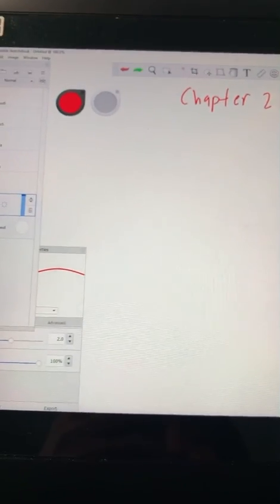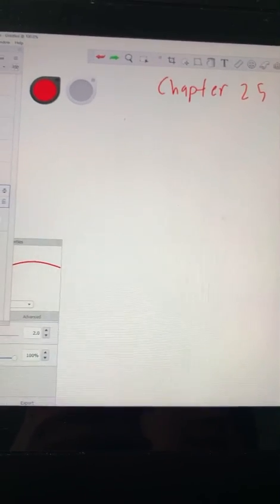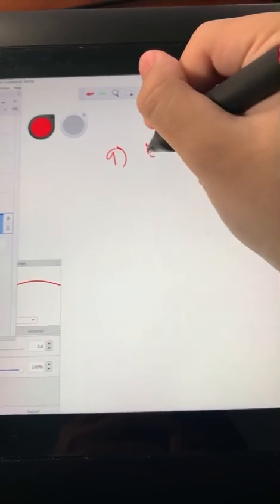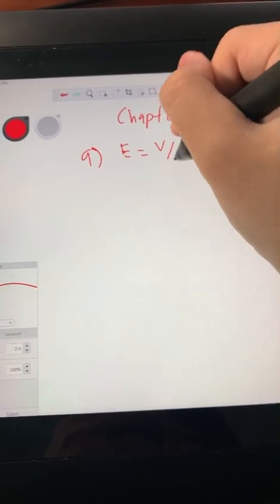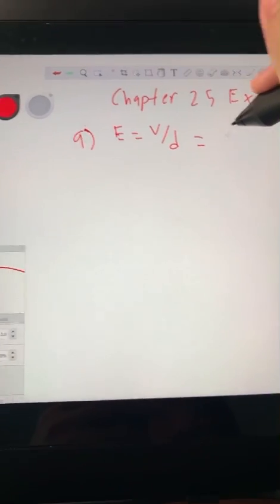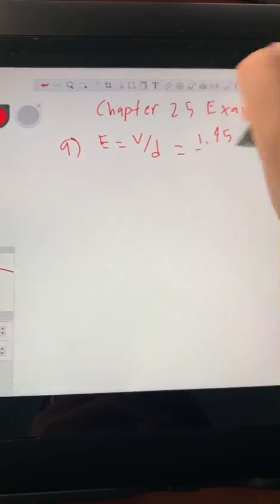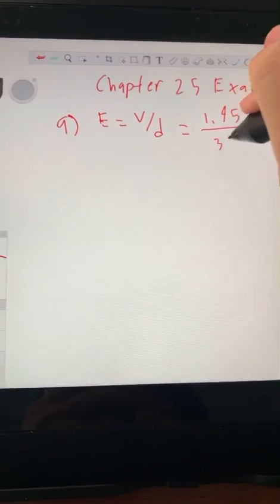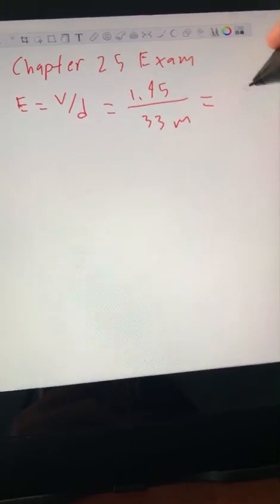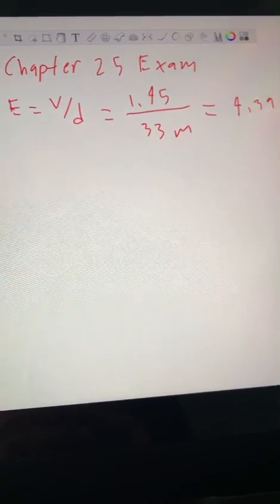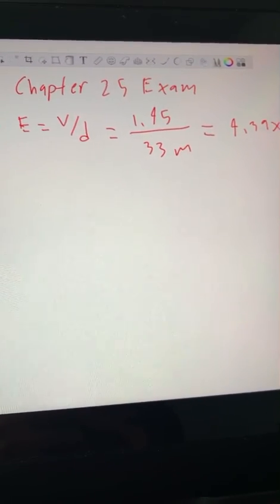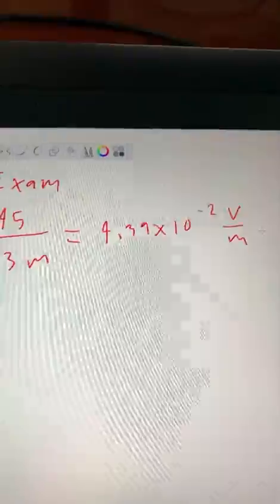So in order to solve for the electric field magnitude for part A, we need to use the equation E equals V divided by D. And both these values are provided to us in the problem. So for V, we have 1.45 volts, and then for the distance, we have 33 meters. And calculating this together, we get 4.39 times 10 to the power of negative 2 volts divided by meters, volts divided by meters for part A.